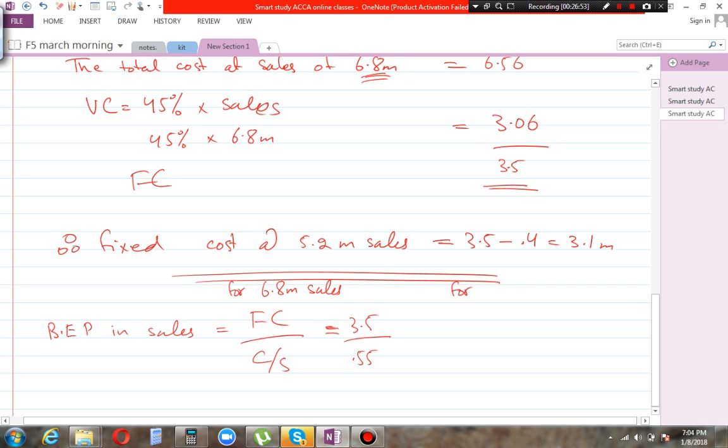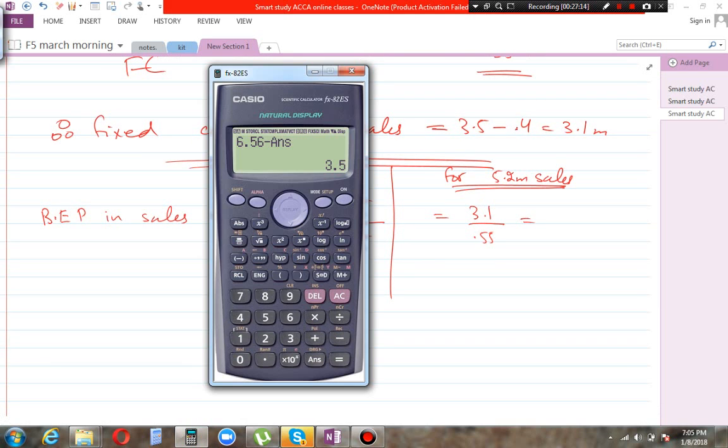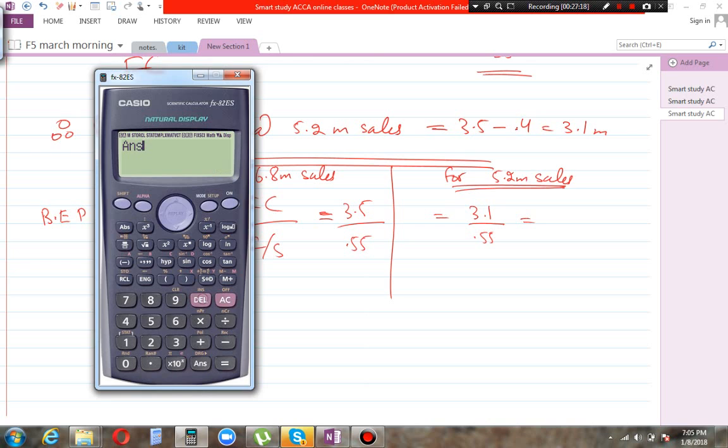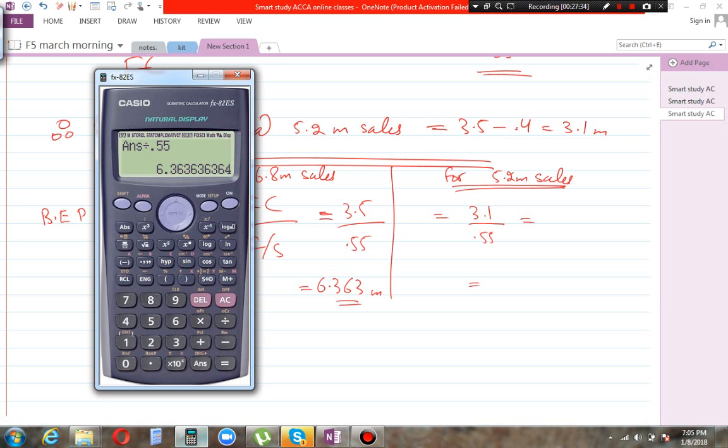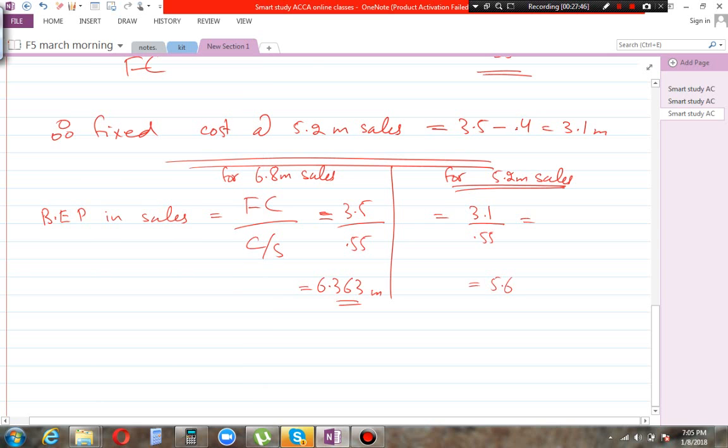And for the other level of sale, which was 5.2 million, it should again be fixed cost divided by CS ratio, which is 3.1 million divided by 0.55. So 3.5 divided by 0.55 is equal to 6.363 million, and the other break-even point is 3.1 million divided by 0.55, and that is 5.636 million. Now let's see if we have the answer.